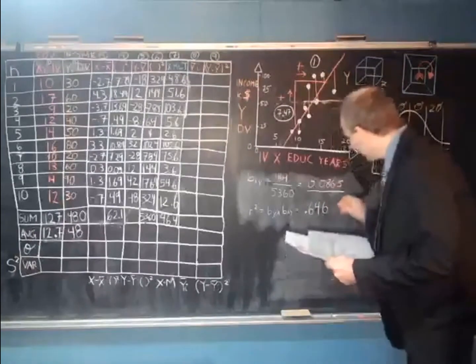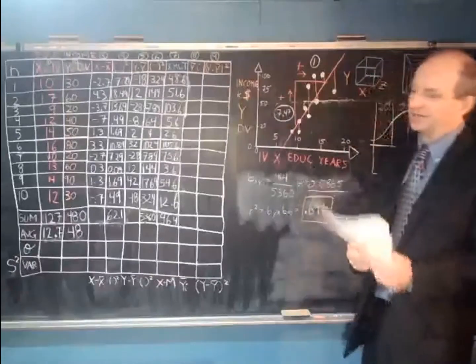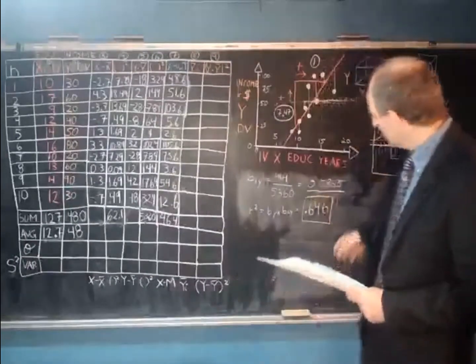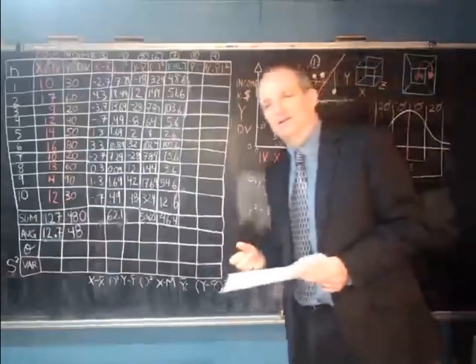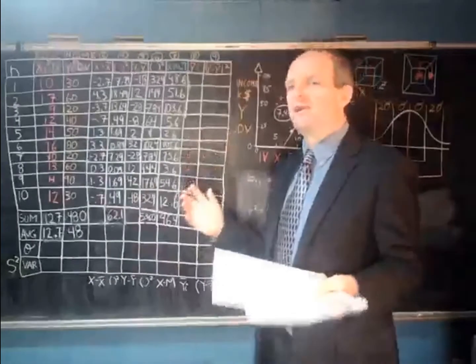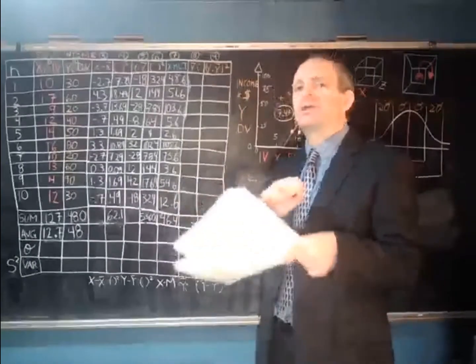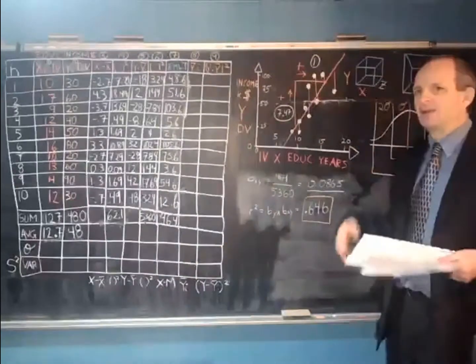What on earth is this number? Well, this number, you're going to see a lot of it. A correlation is like a probability. It goes from 0 to 1. 1 means you're explaining 100% of the variation. 0 means you're explaining none of the variation. Obviously, the more variation you explain, the better.